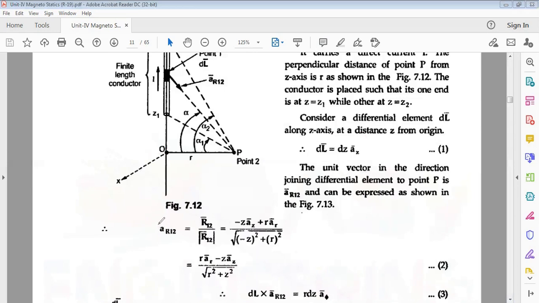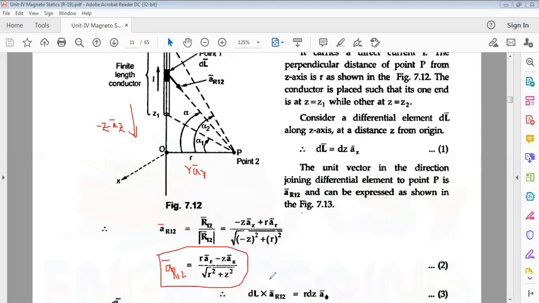Now, what is R12 bar? The base vector R12 bar has a downward component, minus z az bar, and another component, r into ar bar, to reach the point P. So as usual, R12 bar is equal to minus z az bar plus r ar bar, whole divided by the square root of z square plus r square.